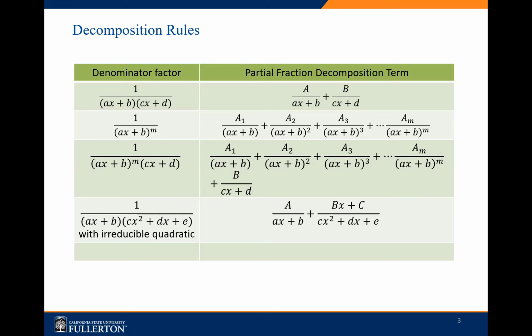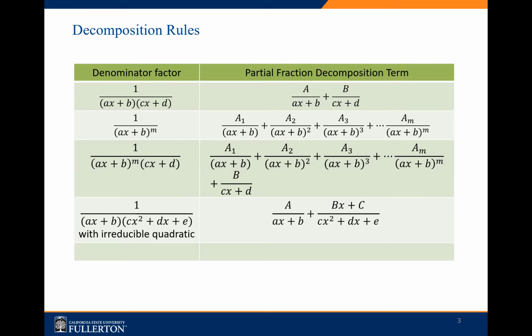In the second row, we have 1 over (ax plus b) to the power m. In that case, the partial fraction decomposition term would be A1 divided by (ax plus b) plus A2 over (ax plus b) whole squared, and so on until you reach the highest exponent value. So for example, if you had 1 over (x plus 2) multiplied by (x plus 3) whole squared, then the (x plus 3) whole squared part would be written as A over (x plus 3) plus B over (x plus 3) whole squared.